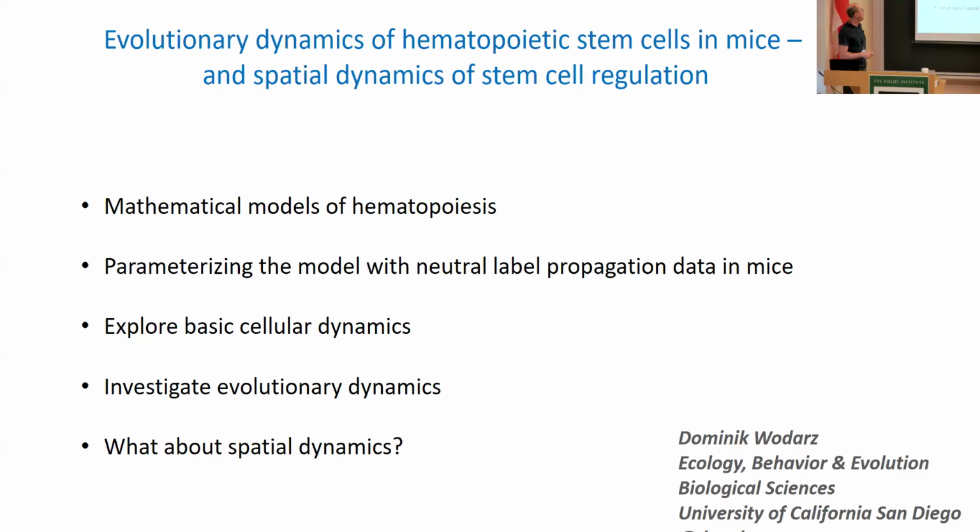Hematopoiesis, the hematopoietic system, how cells evolve in the hematopoietic system. And we're going to do that in the context of some data from mice, where you can parameterize a model in great detail and see what we can learn about how cells evolve and how this can give rise to cancer. And then in the end, we're going to move to spatial dynamics of stem cells and see how spatial restriction and a spatially explicit model can change some of the results.